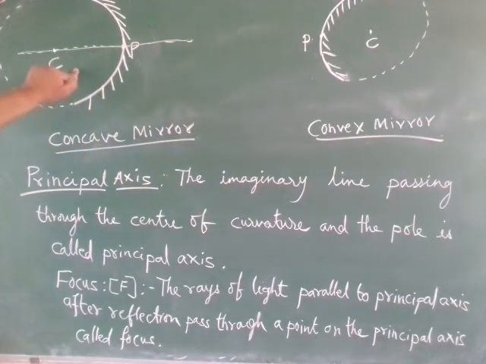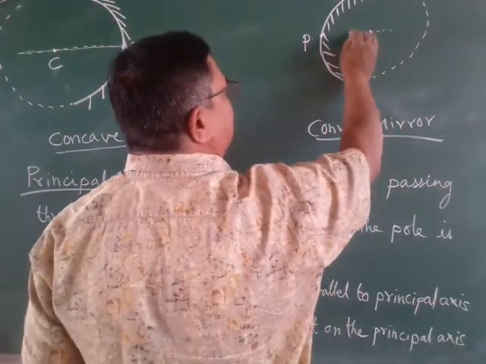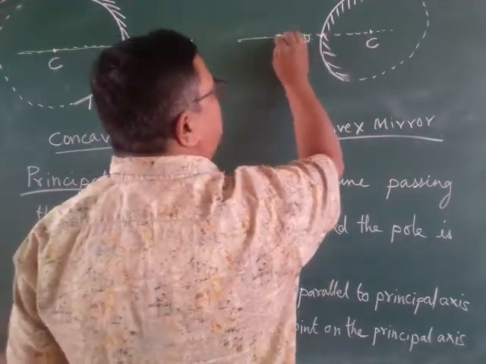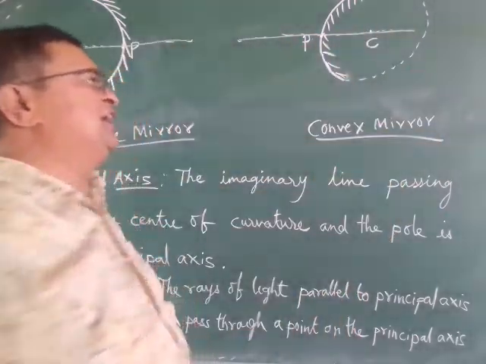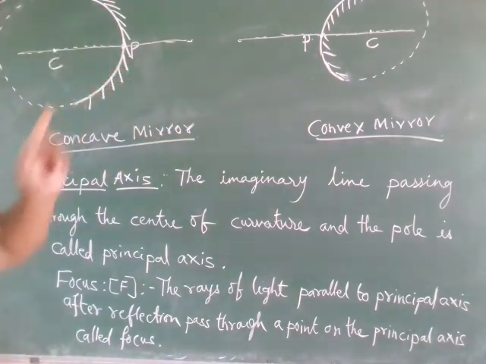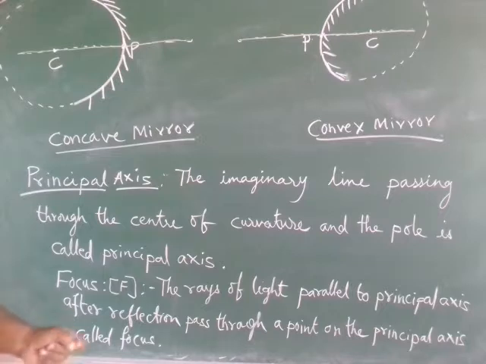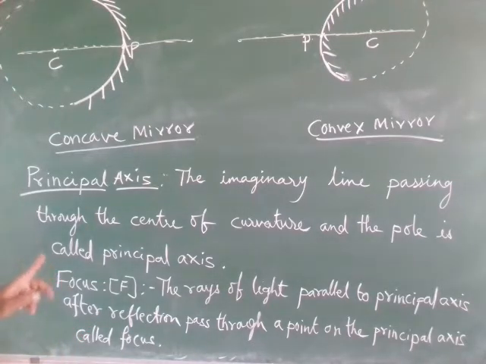Now this is for a concave mirror, and this imaginary line passing through the pole and the center of curvature forms the principal axis. The same holds for a convex mirror. Now let us see what is meant by focus or principal focus. Focus is denoted by the capital letter F. We call it simply focus or even principal focus.